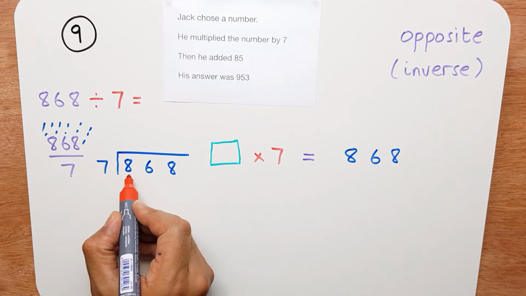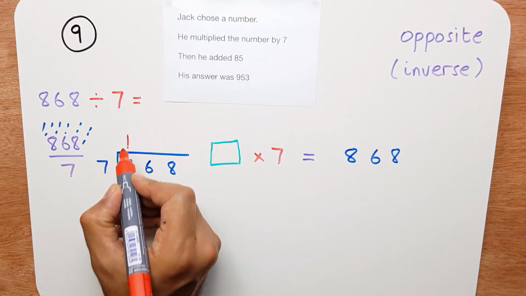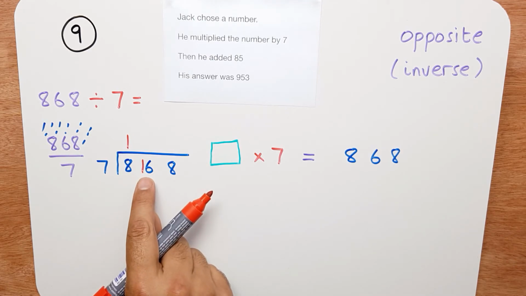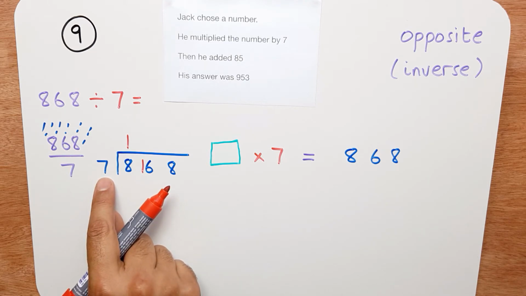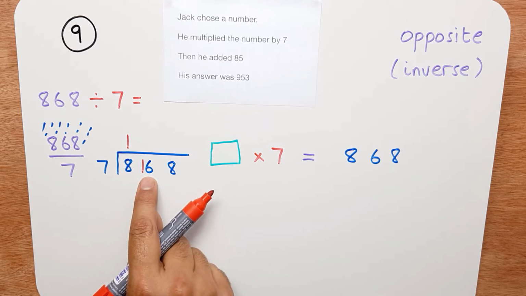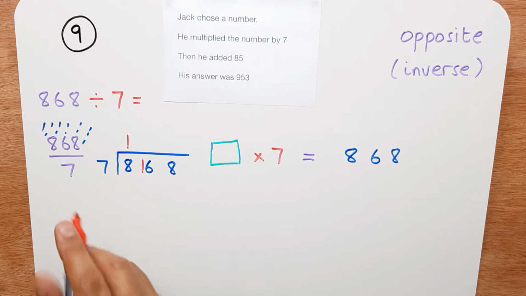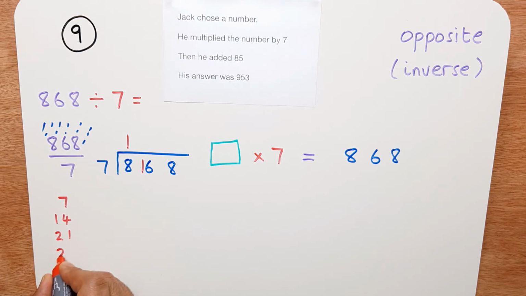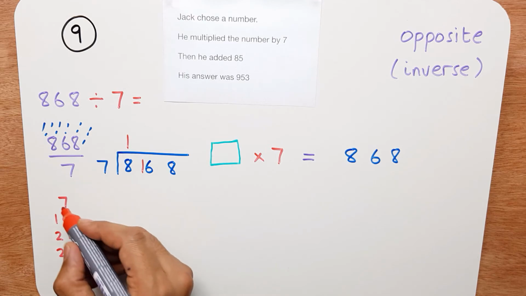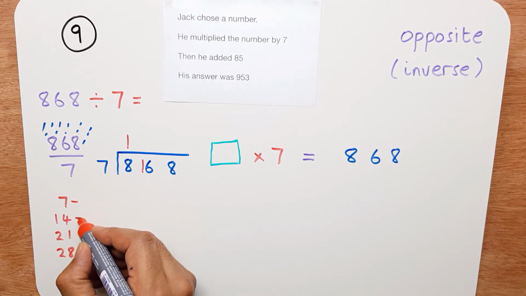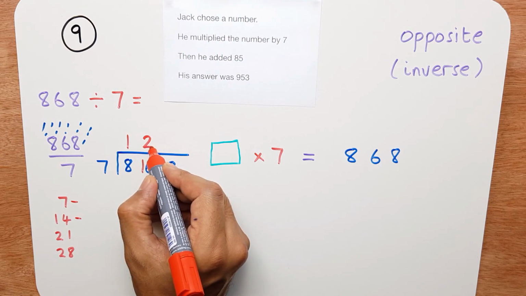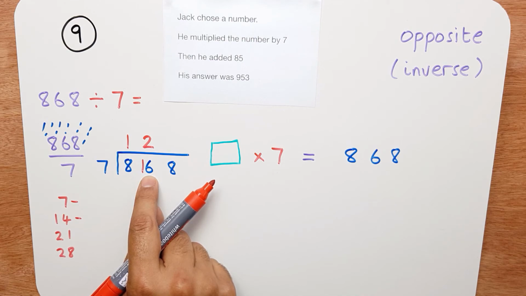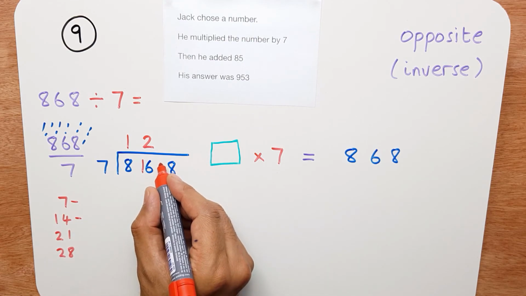Now, how many 7s are there in 8? There's 1. Remainder 1, so I carry the 1 over there. So now that 6 becomes 16. How many 7s are there in 16? There's 2, because if you do your 7 times table, 7, 14, 21, 28, and so on. So I've got 2 lots of 7. I've used 14, but I had 16. How many have I got left over? 2. So the 2 gets carried over.